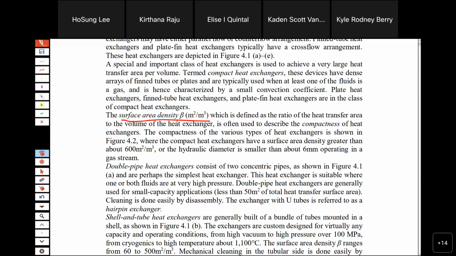Whenever we design a heat exchanger, the compactness is important. How compact is it? It's not necessarily small. Small depends on the heat rate, but the compactness density is somewhat important.